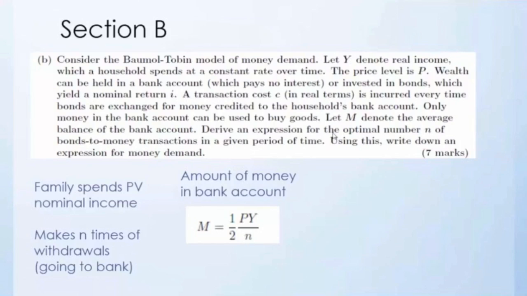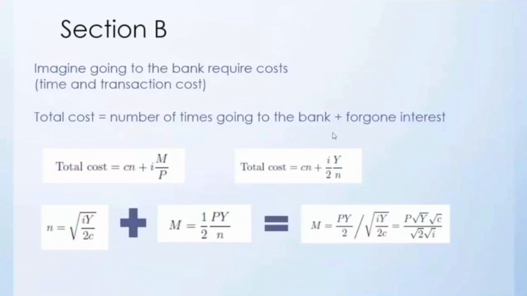Another way to think of bonds to money transactions is how many times you need to go to the bank. So make n times of withdrawals. Now the amount of money we have in our bank account is P times Y over n times a half. Imagine now going to the bank requires costs. What are these costs? They are opportunity costs, which is your salary, and your transaction costs. Every transaction you do with the bank costs you money.